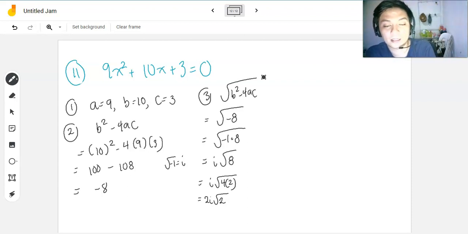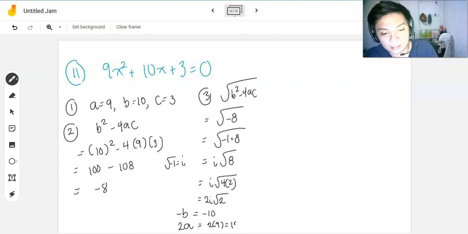Okay? At still under step 3, yung value ng negative b at ng 2a. Ano ang negative of b? Ano ba ang b natin? 10. So, magiging negative 10. At ano ang 2a? 2 times 9, which is 18.